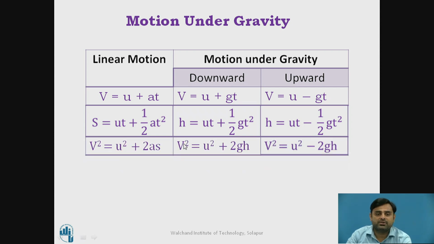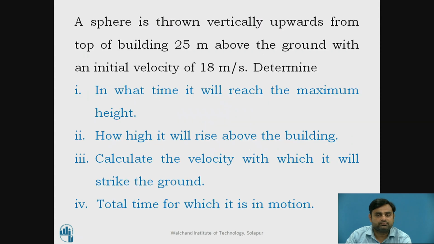Similarly, the third equation, v square is equal to u square plus 2as, is for linear motion. For the motion under gravity, v square is equal to u square plus 2gh. So a is replaced by g and s is replaced by h. Now for the upward motion, the plus sign will be replaced by a minus sign, that is, plus g is replaced by minus g. Now we will solve problems based on this.